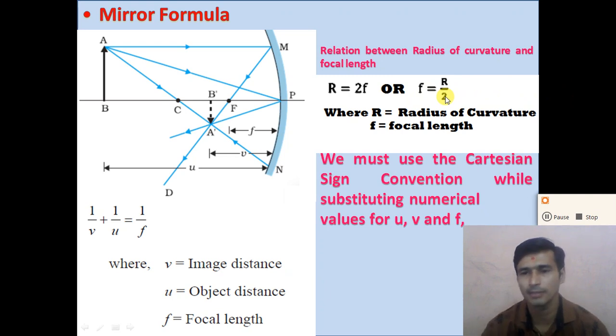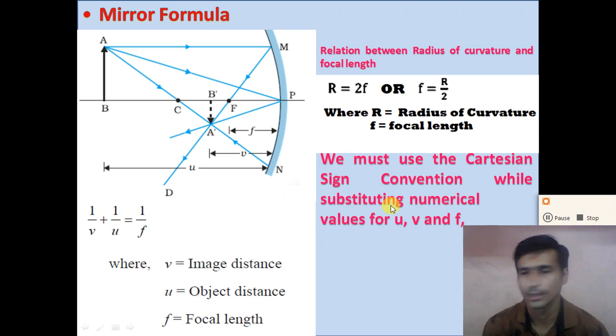So once the mirror is made, the radius of curvature is fixed, right? And at exactly half that distance, the principal focus is there. So the focal length is exactly half of the radius of curvature.